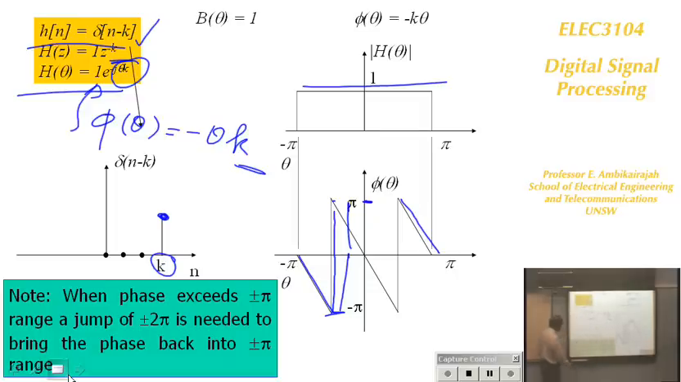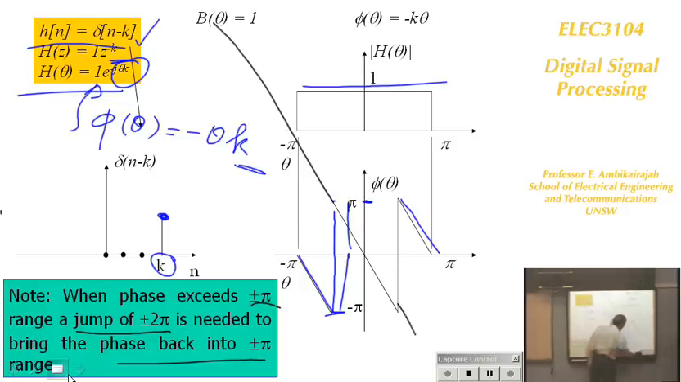Look at the phase plot. When the phase exceeds the plus or minus pi range, a jump of plus or minus 2 pi is needed to bring the phase back to plus or minus pi. Otherwise, if you draw the phase plot, it will keep going up to infinity and we have no idea what it's doing. So we don't do that in a phase plot. In MATLAB also, the same.